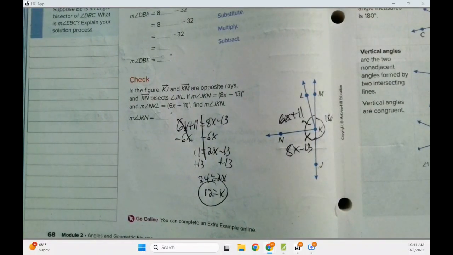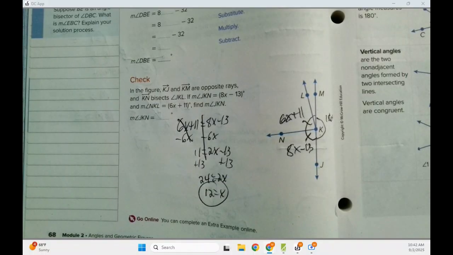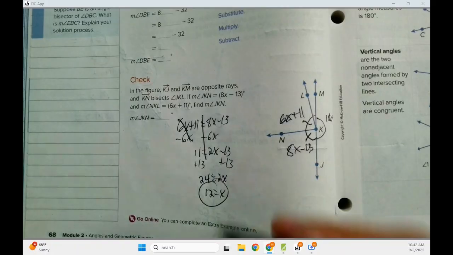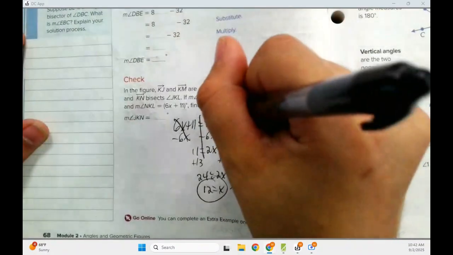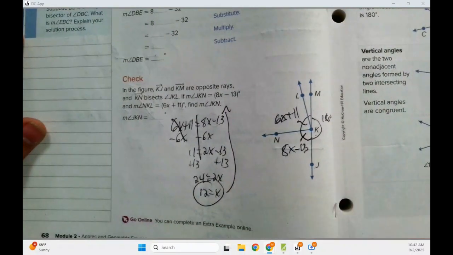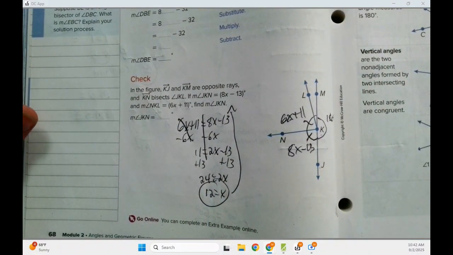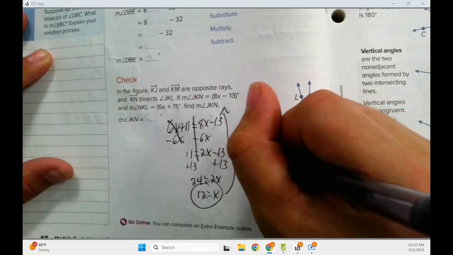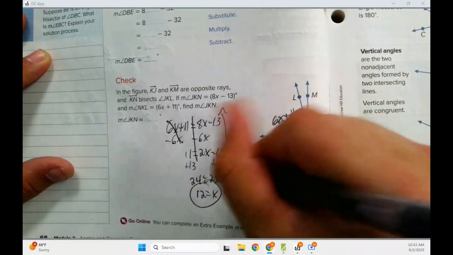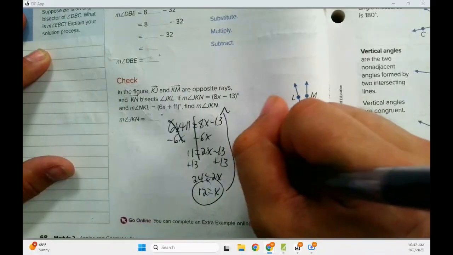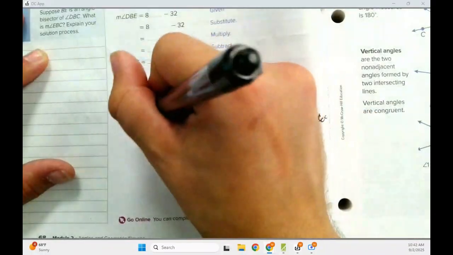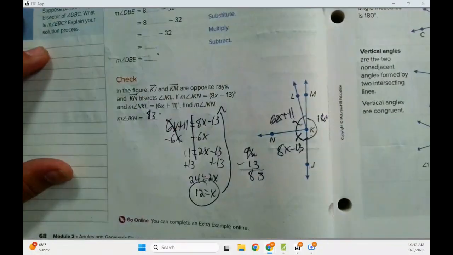And now I plug it into where? Where do I want to plug that into? 8x minus 13. Why? That's JKN. So I'm going to take x and plug it into JKN. 8 times 12 is 96, I believe. Is that right? Minus 13. So, yeah, 96 minus 13. 83. 83 degrees.